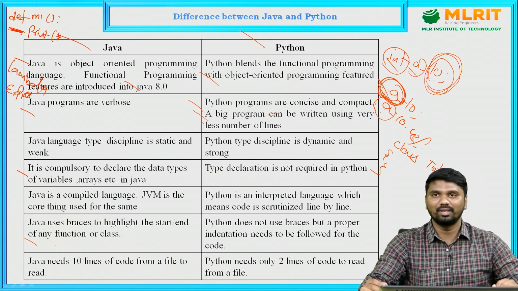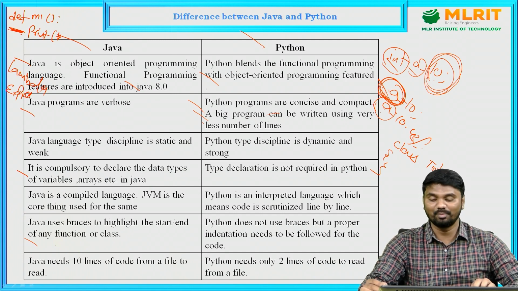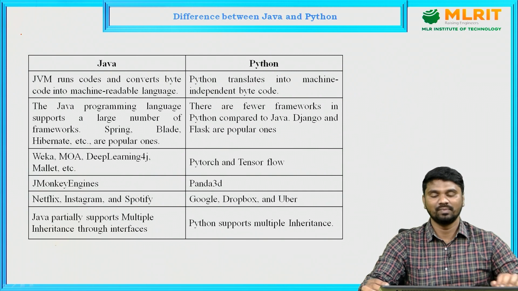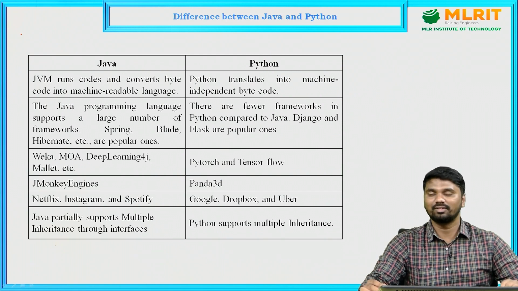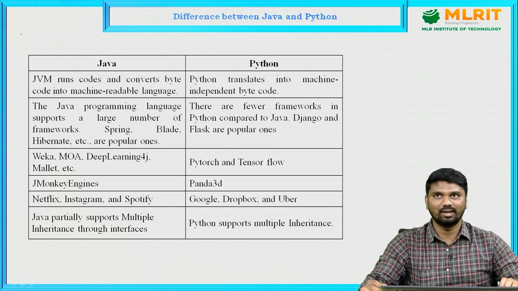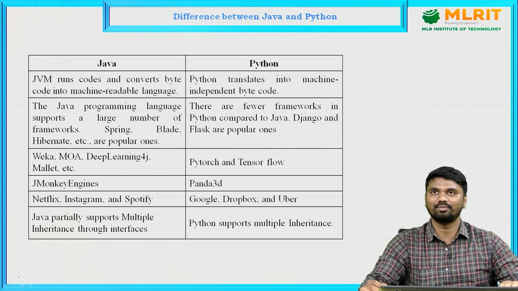Next, the main thing: Java needs 10 lines of code to read from a file, but Python needs only 2 lines. Next, the JVM runs code and converts bytecode into machine code, but in Python it translates directly to machine level code. So that is also one of the differences.